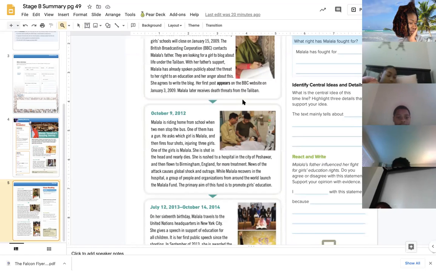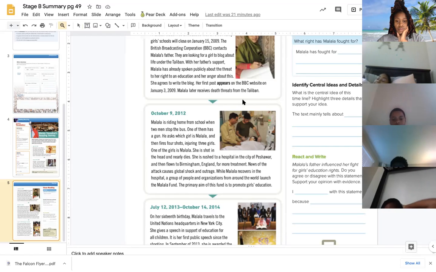Malala is riding home from school when two men stopped the bus. One of them had a gun. He asked which girl is Malala and then fired 4 shots, injuring 3 girls. One of the girls is Malala. She is shot in the head and nearly dies. She is rushed to the hospital in the city of Peshawar and then flown to Birmingham, Mm-hmm. England for more treatment. News of the attack caused global shock and outrage. While Malala recovers in the hospital, a group of people and organizations from around the world launched the Malala Fund. The primary aim of the fund is to promote girls' education.